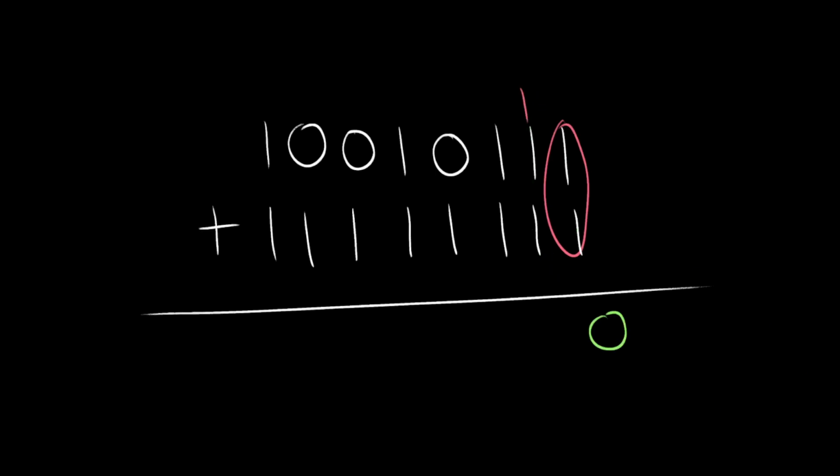Now we have three ones, and these three ones give us a 1 and tell us to carry over. Now we have three ones again, and these three ones give us a 1 and tell us to carry over. Now we have two ones. What do we do with two ones? We know that gives us a 0 and lets us carry 1 over. Three ones gives us 1, tells us to carry over.